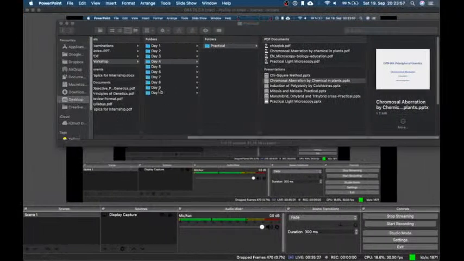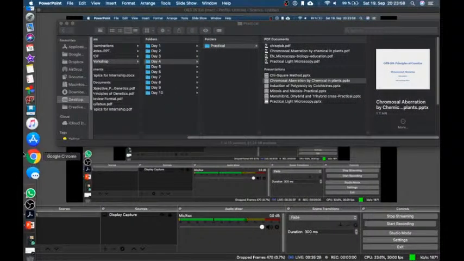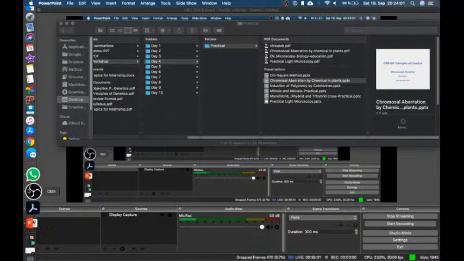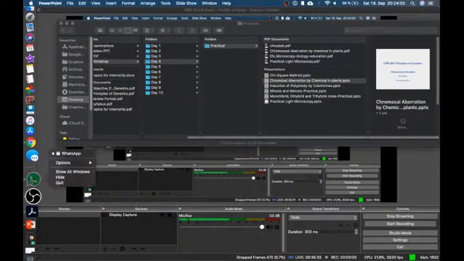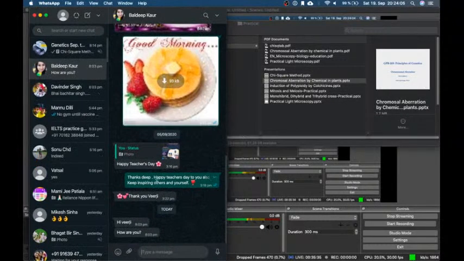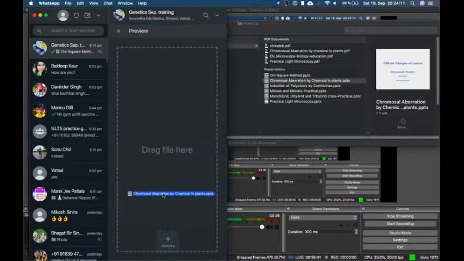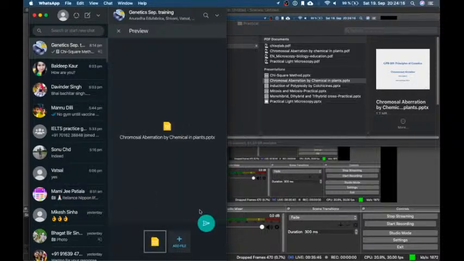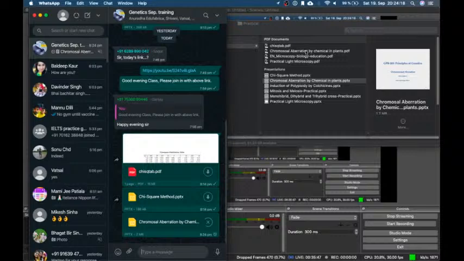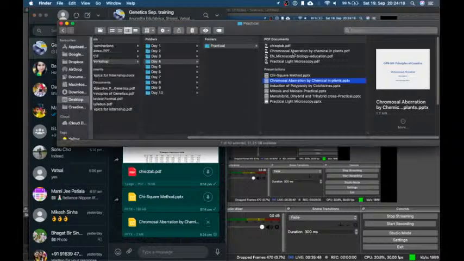So that's it for this lecture. This was quite a small one, so I don't forget, I keep sharing with you chromosomal aberrations. This one and this one, full paper.